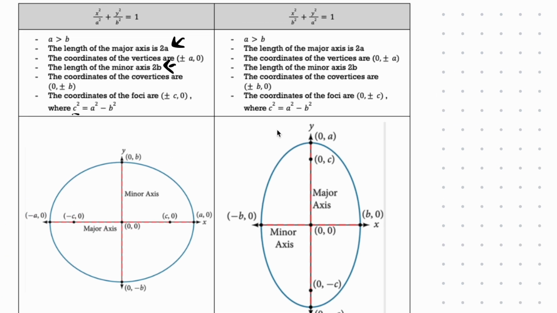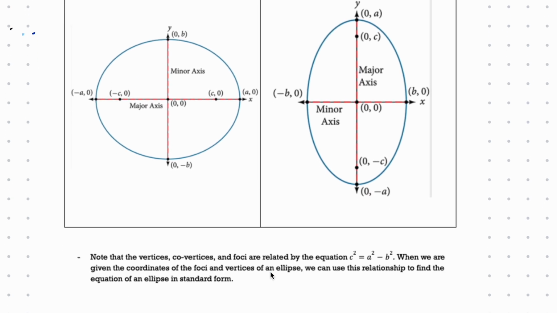Okay. So it's pretty much the same thing for this side. This, we're just flipping b and a. So now our a value is under our y squared. And so that means we're going to be vertically longer than we are horizontally. And that's how we get something that looks like this. But essentially all the other rules are the same.